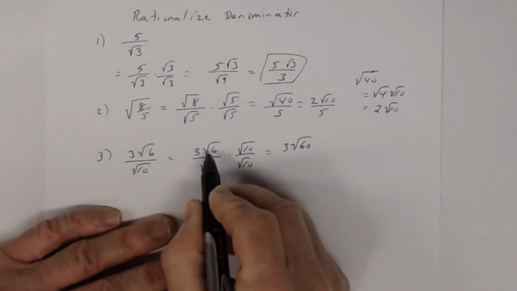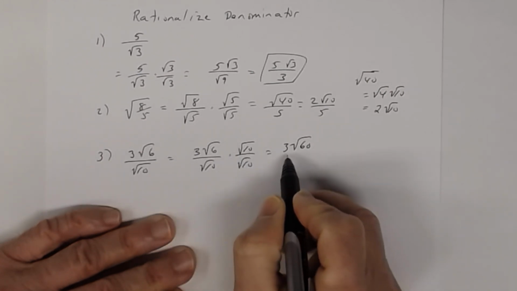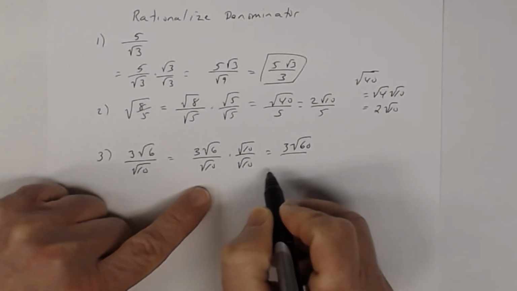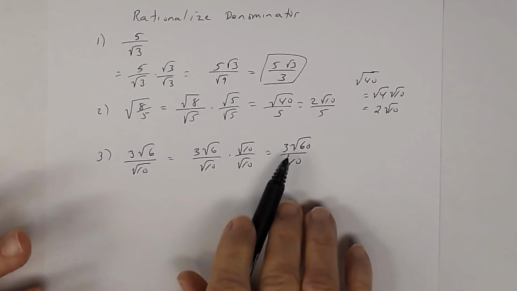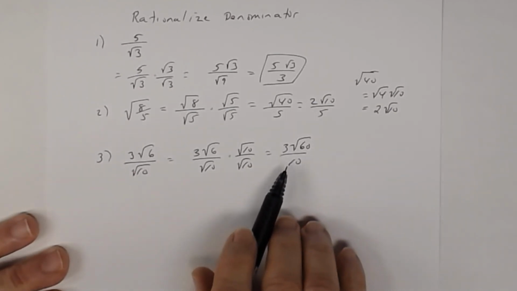Since we're dealing with square roots, the indices are the same, then we can multiply the radicands. And then the square root of 10 times the square root of 10 is the square root of 100, and that's just 10, right? Okay, now you need to reduce. First of all, you cannot reduce the 3 and the 10, but if you could, you would.